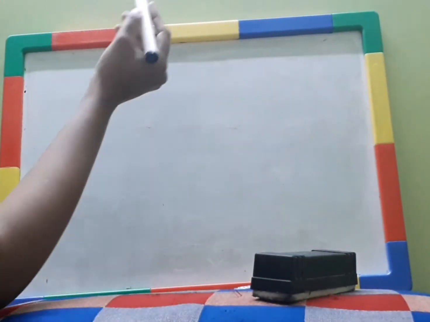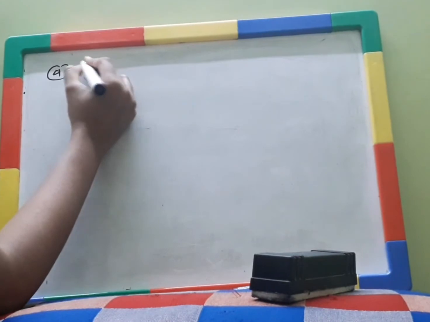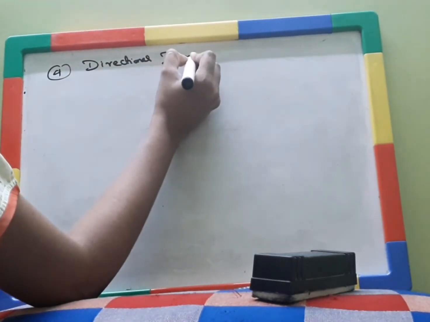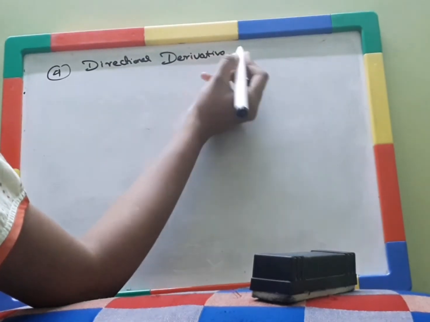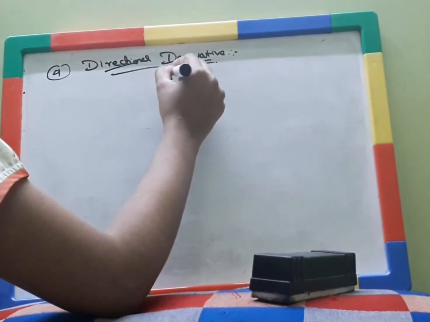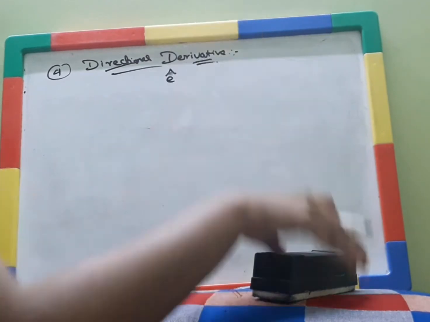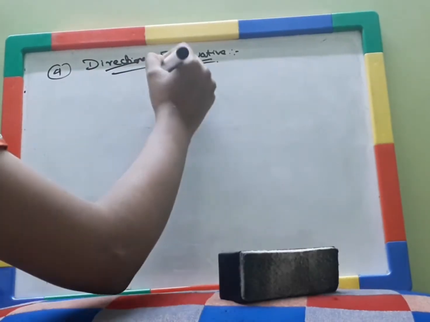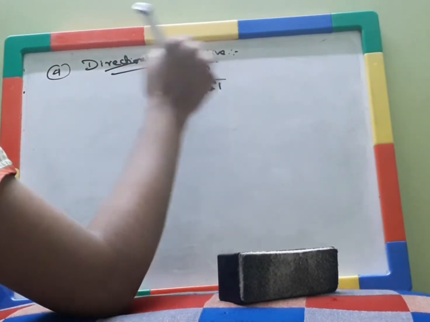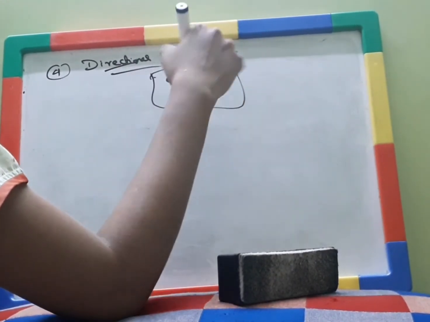Next we are going to see what a directional derivative is. Fourth, the directional derivative. The direction of a line segment is called the directional derivative. It may be a line or a plane, whatever it may be. The direction is also considered as e cap equals a vector by mod a vector.